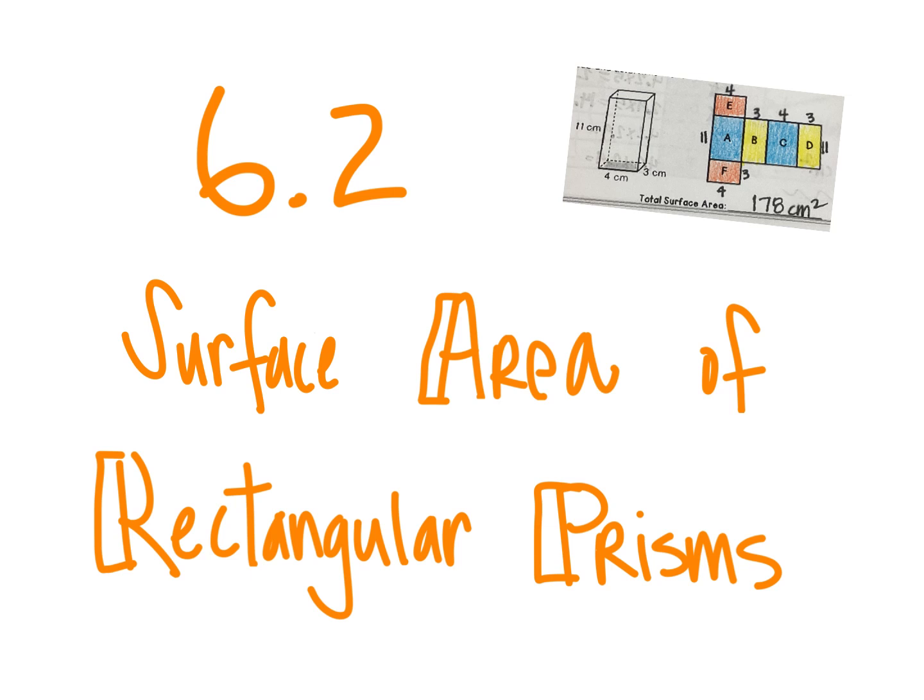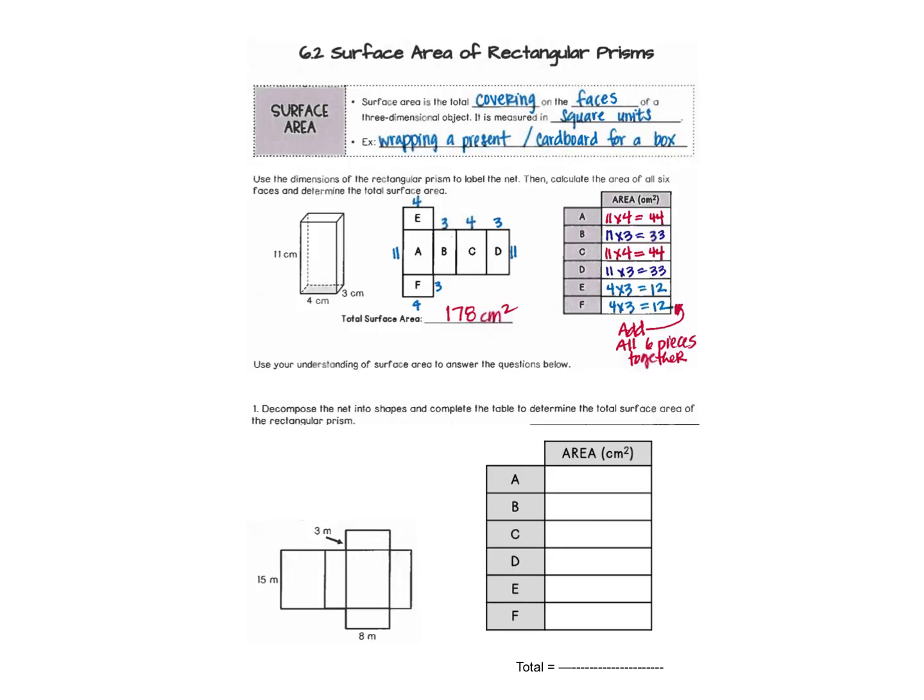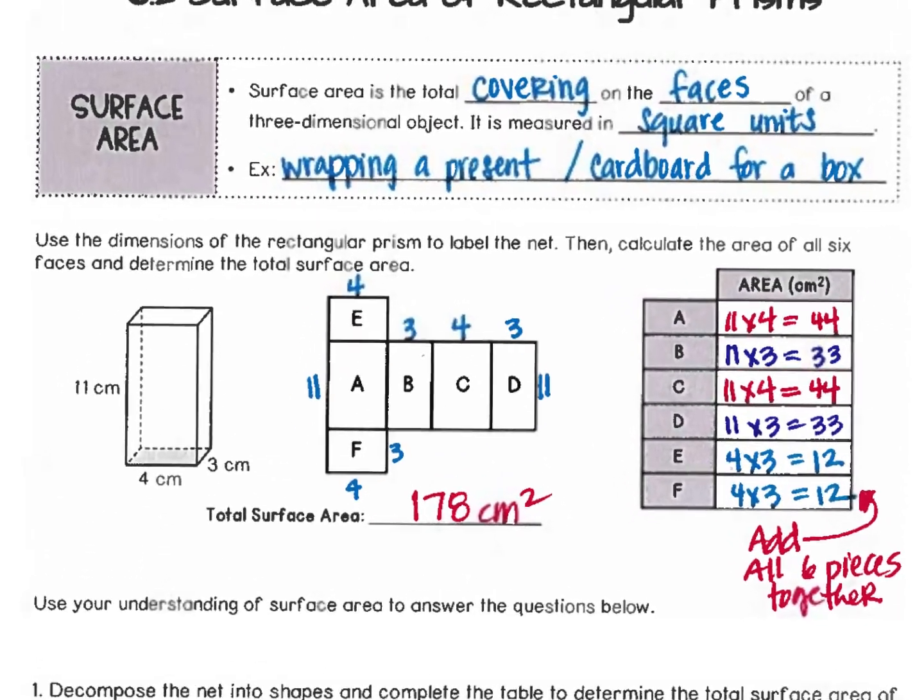Hey guys, today we're going to be looking at lesson 6.2. It's called Surface Area of Rectangular Prisms. All right, starting on our first page of notes, we're going to start looking at this top portion.